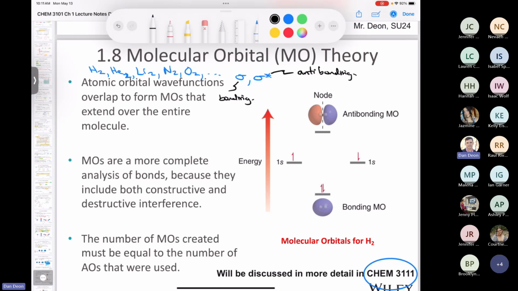What molecular orbitals are is this: atomic orbitals only reside on a specific atom, whereas molecular orbitals cover an entire molecule. So they're much more complex, and they can be very, very complex. But the idea is that they're a more complete analysis of bonds because they include both constructive or bonding interference and destructive interference. Again, we're not going to use this a whole lot in organic chemistry 1, so I'm just going to move on into things that are going to be pertinent for us in this class.